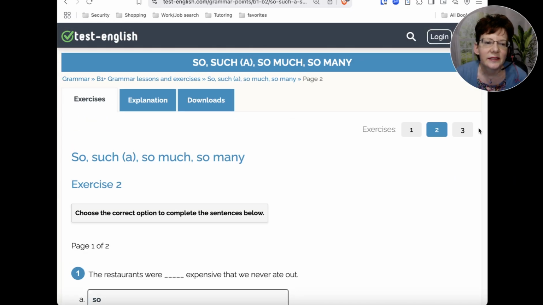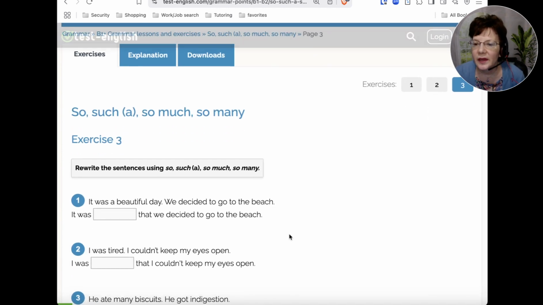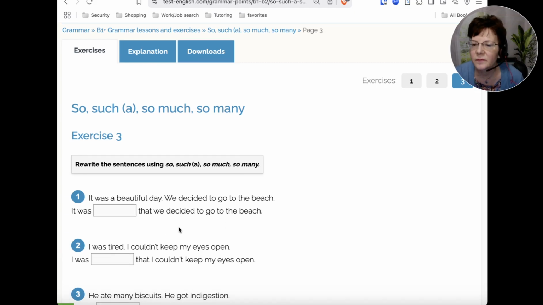All right, let's look at exercise 3 really quick. Do a couple of these. Okay, so we'll rewrite these using any of these, whichever's most appropriate. Okay, it was a beautiful day. We decided to go to the beach. So it was what that we decided to go to the beach. So we want to put, because going before a noun, right? Such a beautiful day, right? And then the rest of the clause.